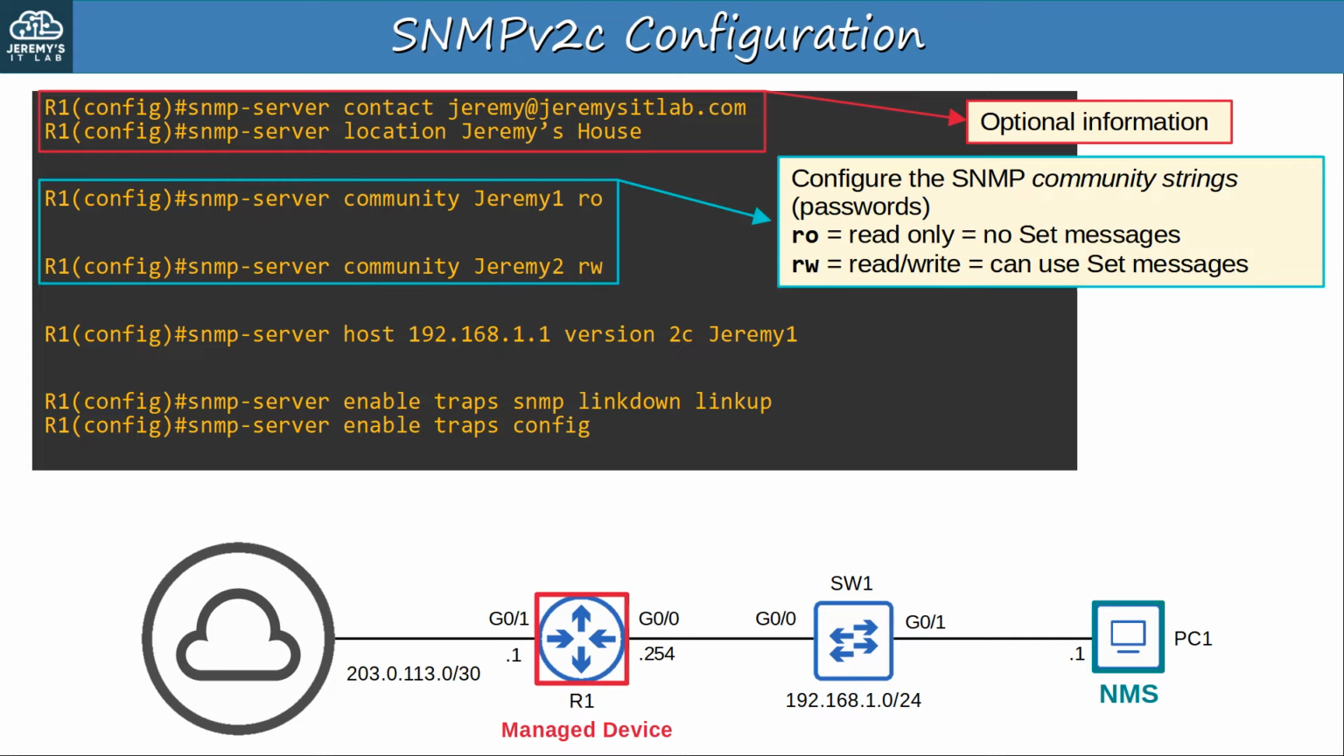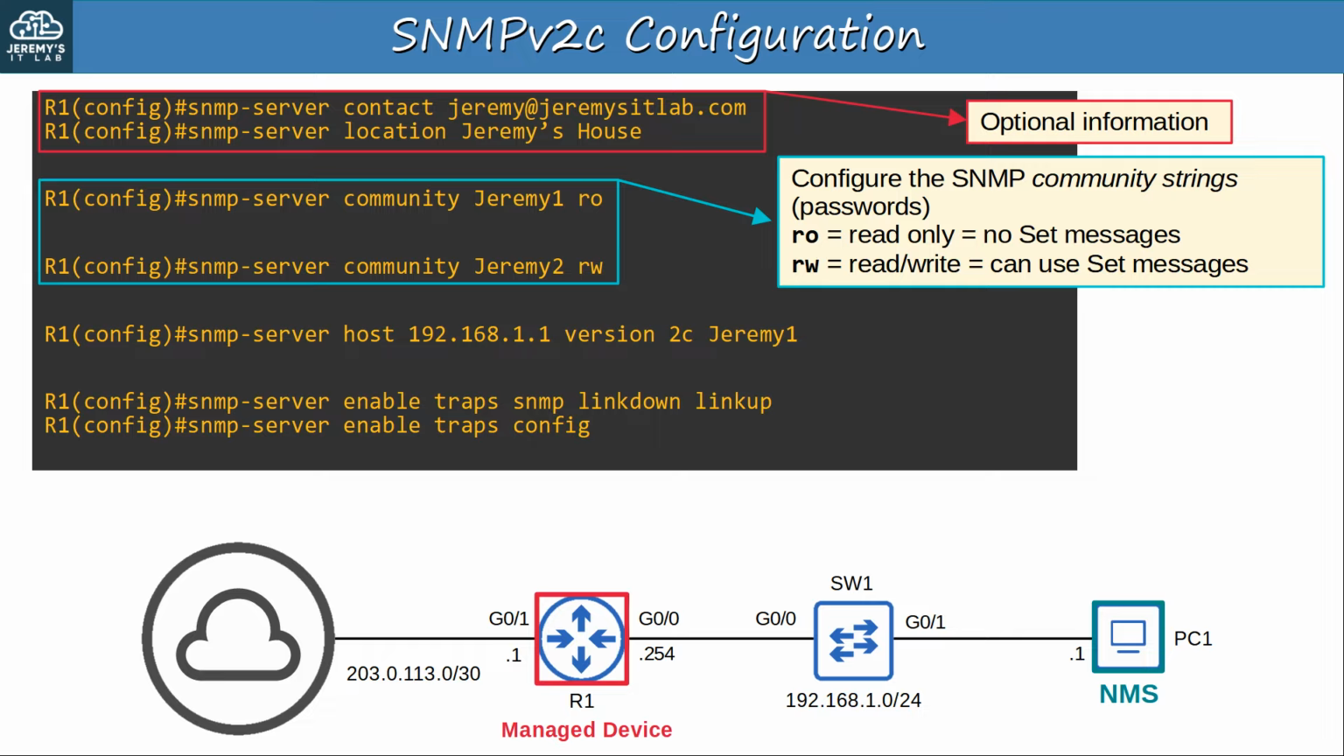Then I configured two community strings. As I mentioned before, these are basically SNMP passwords. Notice that I specified the community string Jeremy1 as RO. This means read only. So an NMS using this password can only read information from R1. It can't use set to make any changes to R1.